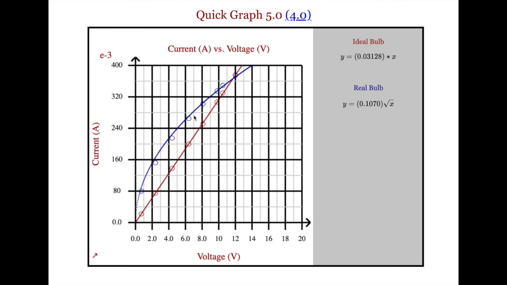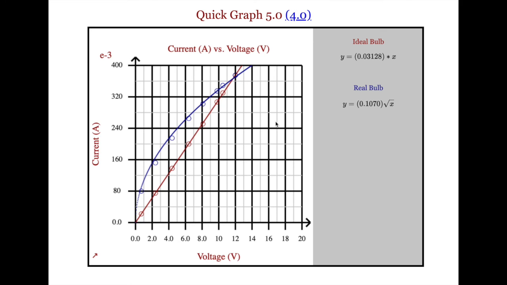make sure you do it in different colors, onto your lab sheet, and make sure you understand the difference between the ideal and the real. The ideal shows a perfect linear relationship, and the real bulb shows a more complicated relationship.